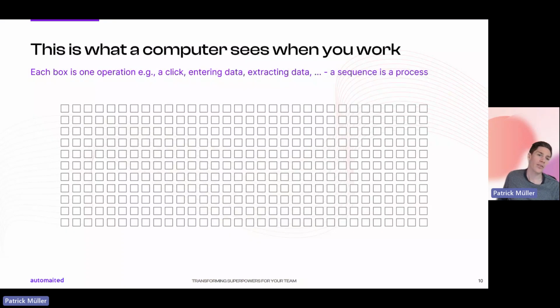So let's give a simple example. This is what a computer sees when you work. Each box here is a representation of an operation. So a click in the system, entering some data, reading or extracting some data from here. And in the end, the process is a sequence, right? So each color can be a different operation here. Stuff happens, and that's what the computer is seeing every time you click a button, you click on something, you write something, you move a window, whatsoever.